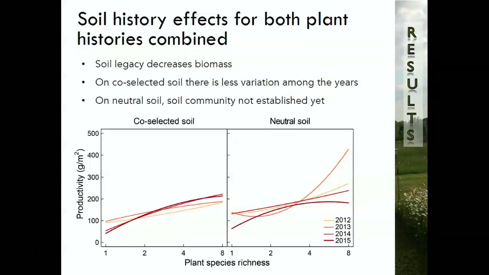So we think that in this case, somehow the interactions between the above and the belowground communities are well established, while here everything is still kind of trying to settle and the interactions aren't yet fixed.